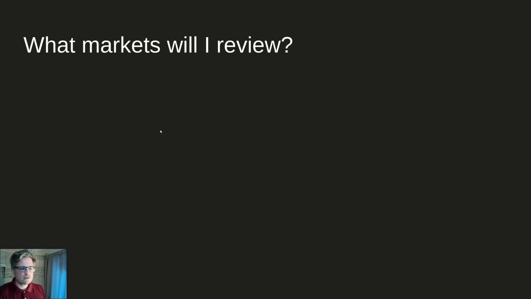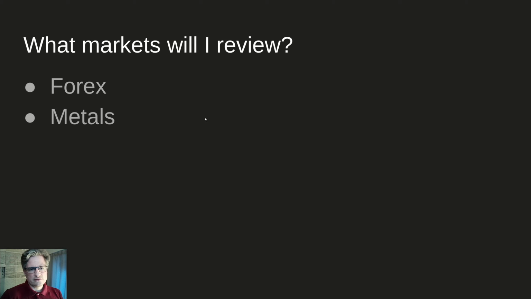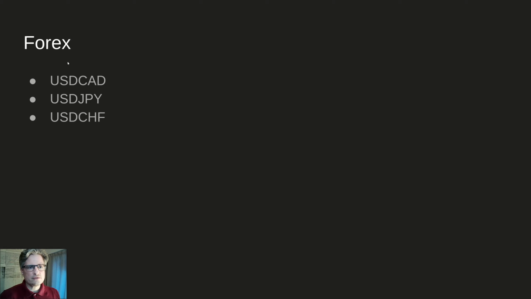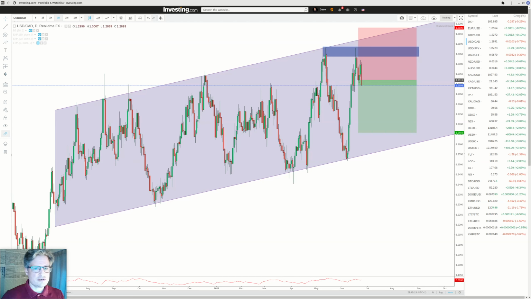So what markets will I review? We'll have a look at some forex pairs that I've traded this week, and also I will share how I look to the coming week, how to trade some forex pairs. We'll look at some metals trades, some trades on indices, energy, and crypto. So let's first start off with forex. We'll have a look at the USD CAD, USD Japanese yen, and the Swissy. So let's switch over to the charts.